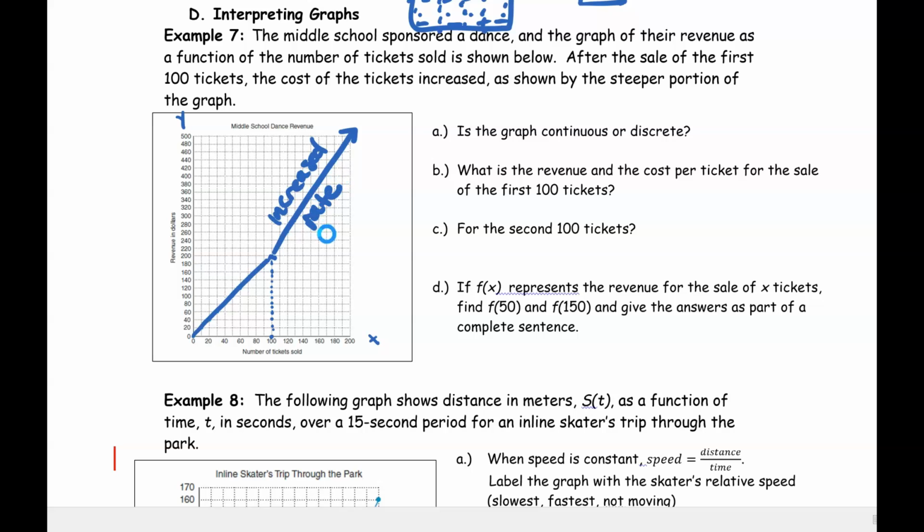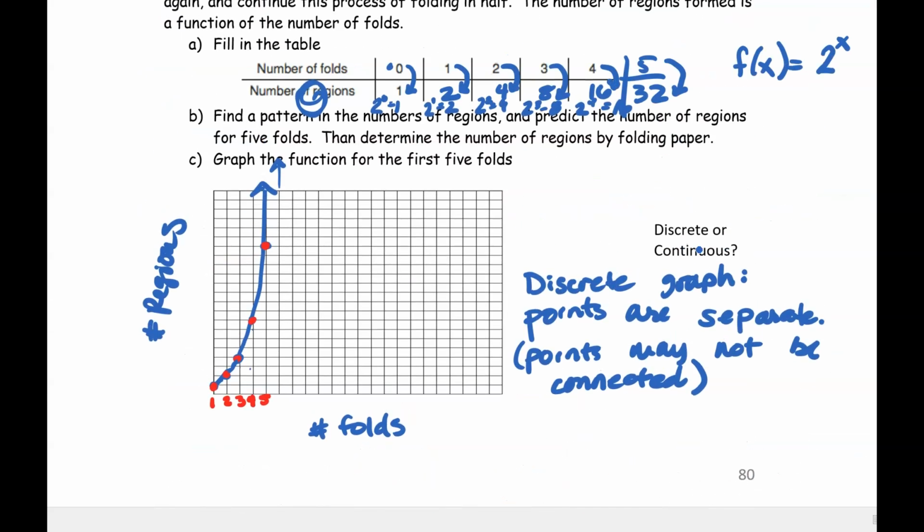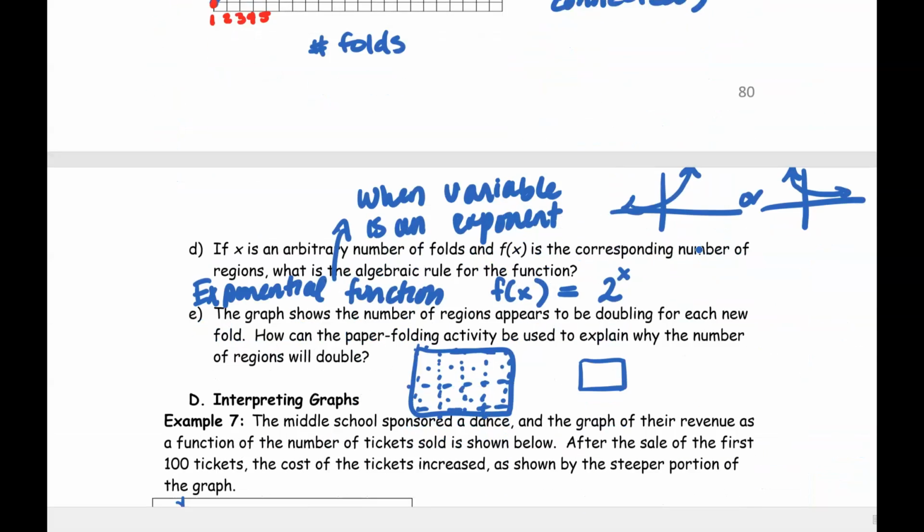So think of increased slope, or in this case it's cost of tickets, but the slope is increasing so it becomes more steep. Is the graph continuous or discrete? So I want you to think about what I said before. So we can jump back real quick. Discrete points are separate. So the in-between of those points doesn't make any sense.